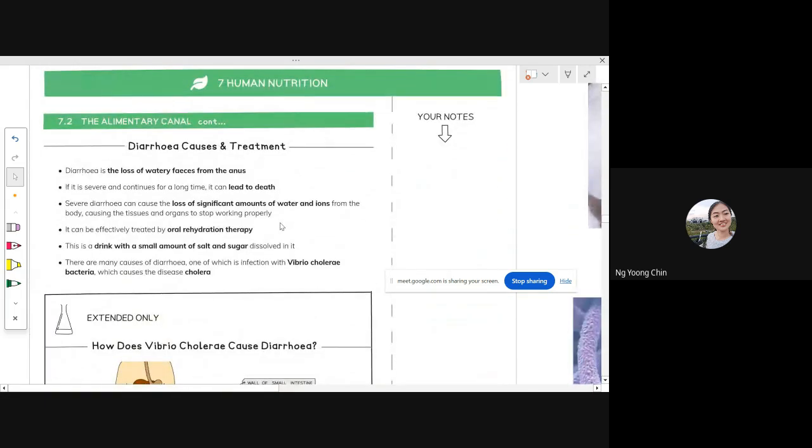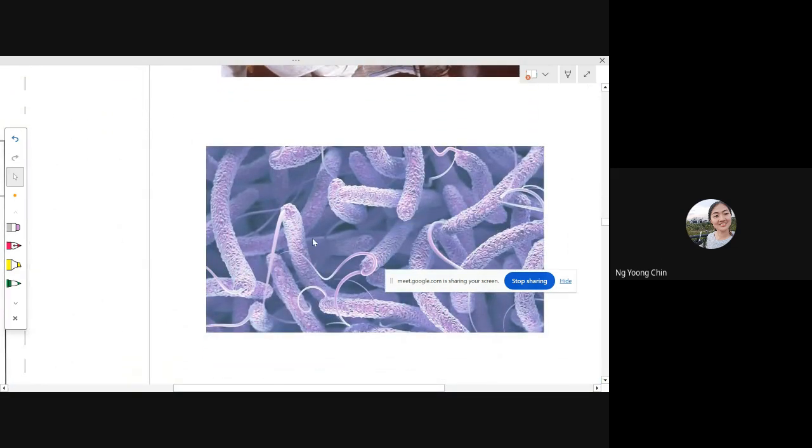Okay, now we talk about diarrhea. I think you experienced diarrhea before, right? Diarrhea is the condition in which the feces appear in a watery condition, expelled from the anus. See, loss of watery feces from the anus. This is diarrhea. Diarrhea is usually correlated with some kind of disease like Vibrio cholerae. You heard about it, right? Vibrio cholerae is a kind of disease caused by a bacterium. See this one. This is an example of Vibrio cholerae.